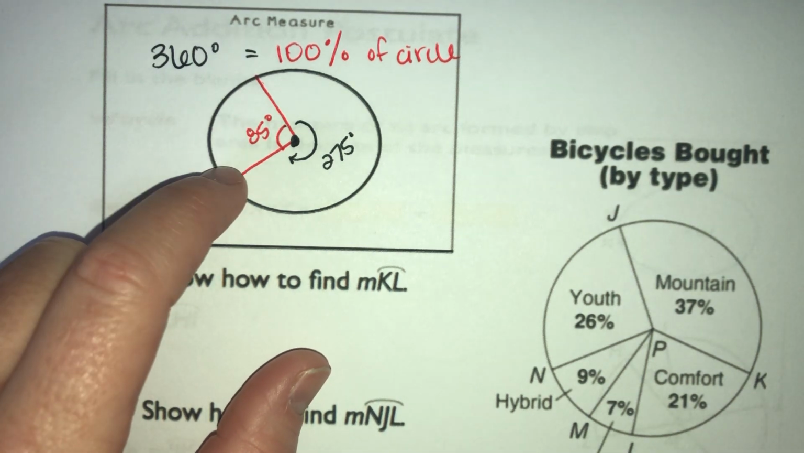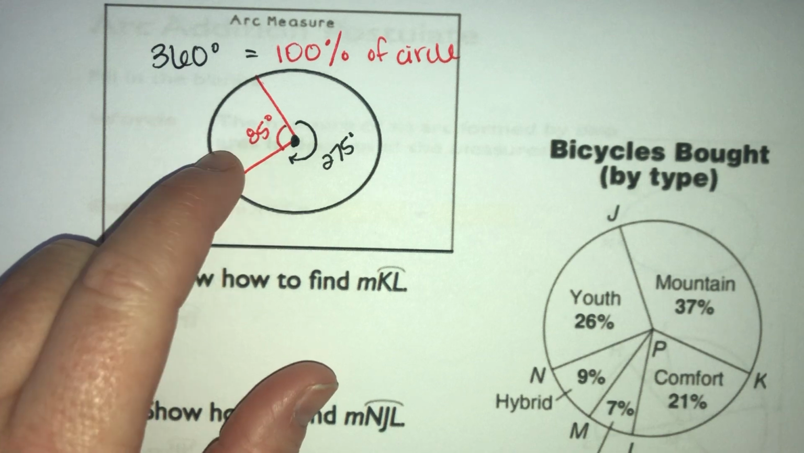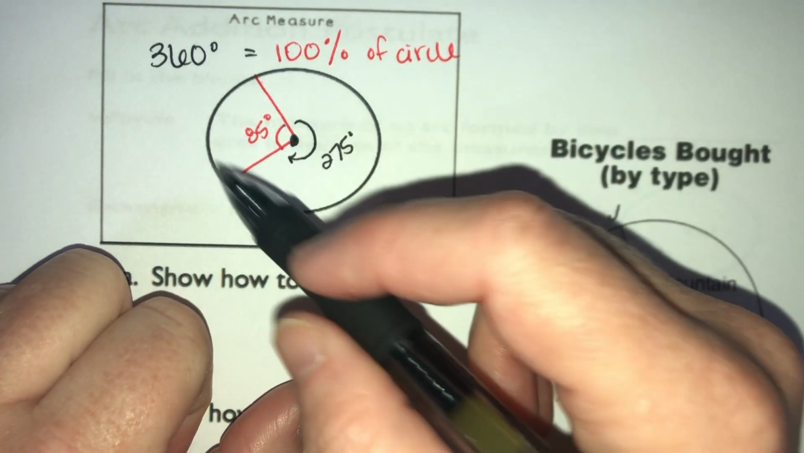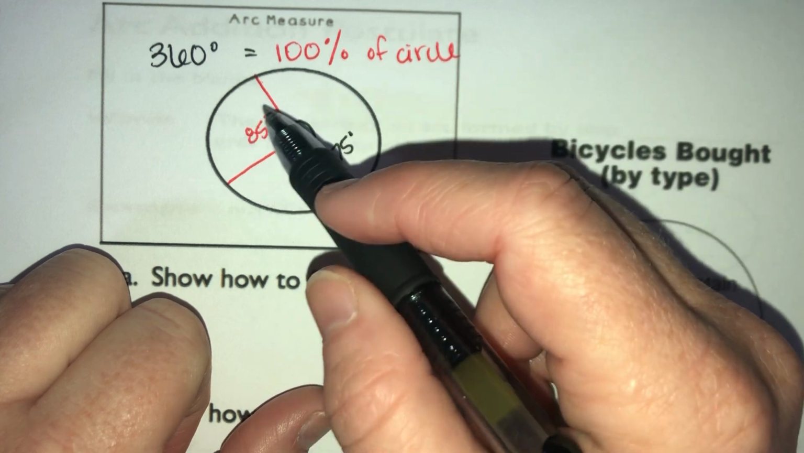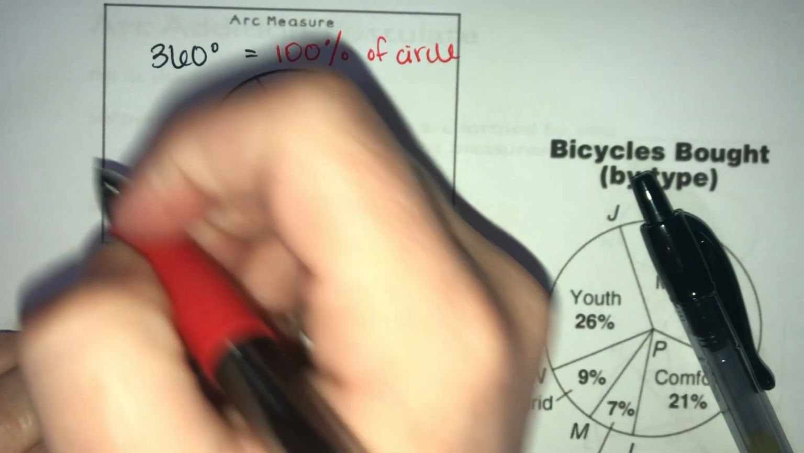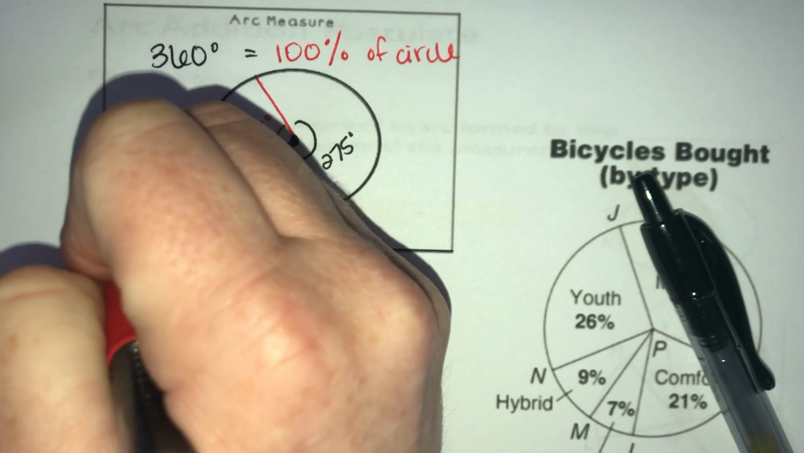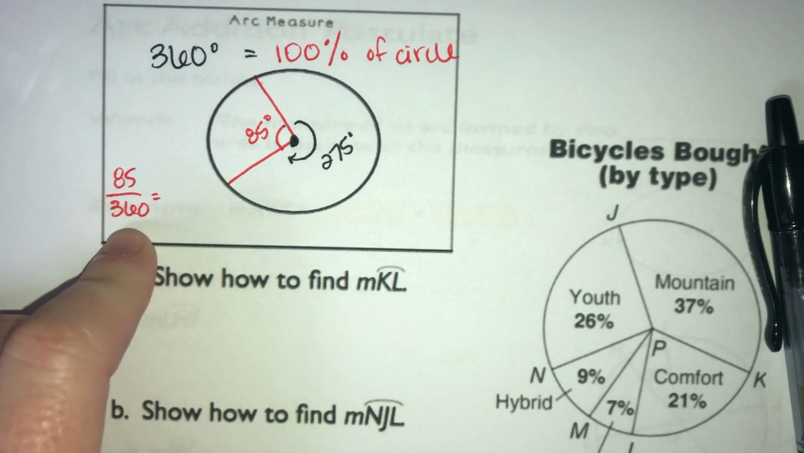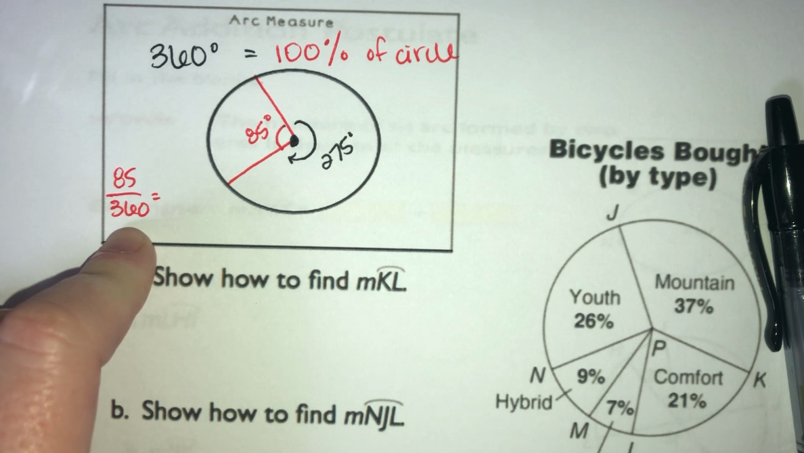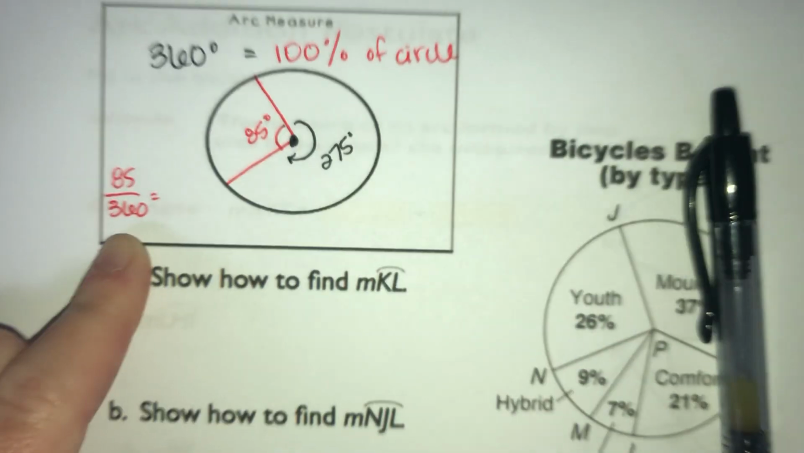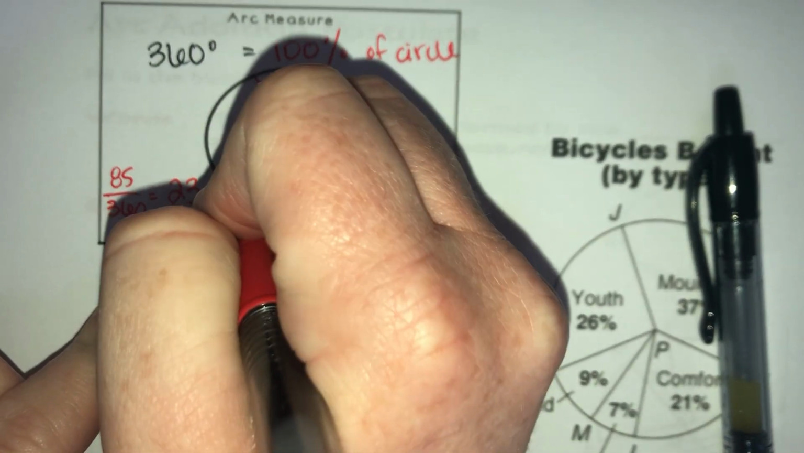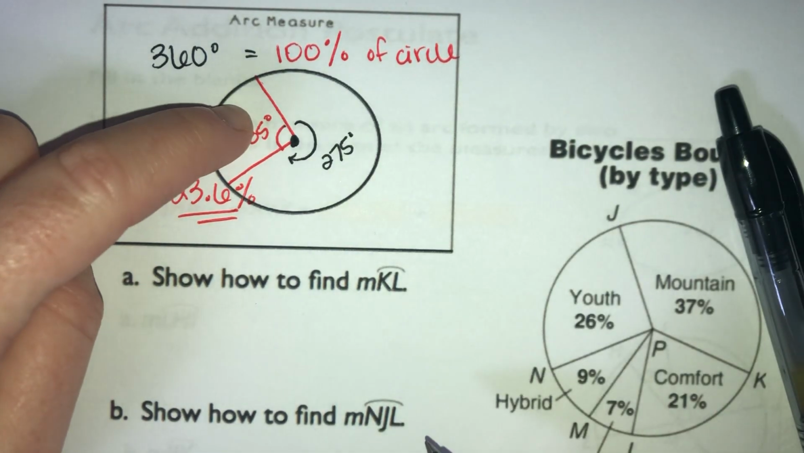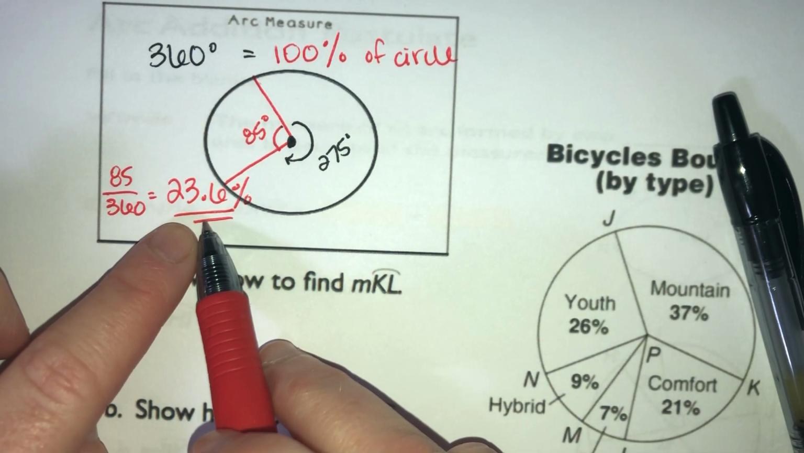So how can I figure out the percentage that each one makes up? Well, if the whole thing is 360 and just this guy is 85, I could write 85 over 360, and that's going to give me the percentage if I divide and multiply by 100. So 85 divided by 360 equals 0.236, times 100. So that's 23.6% of my circle. This angle is 23.6% of my circle.